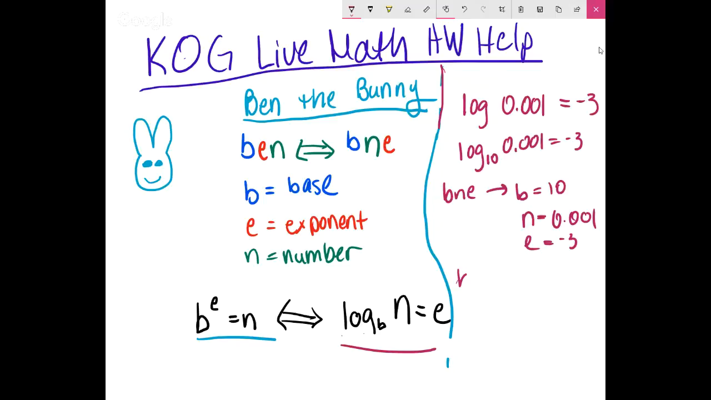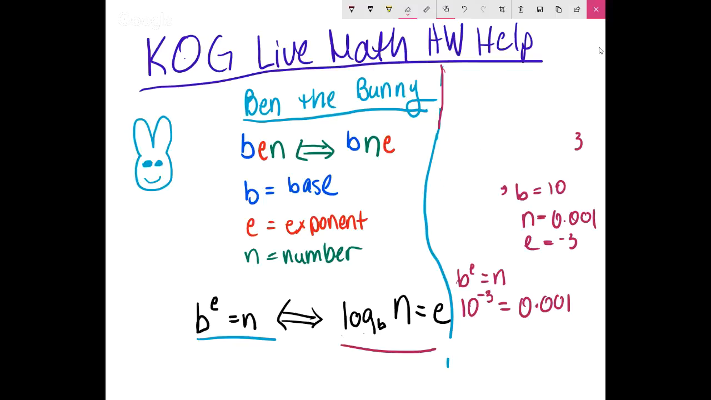Okay, so we want to put our equation in Ben form from Bunny form, and all we need to do is look at what the letters are equal to and plug it in. B was 10, E is -3, and N is 0.001. And there you go. Not too shabby. Any other questions, anyone? That's just converting back and forth between logarithmic and exponential form.